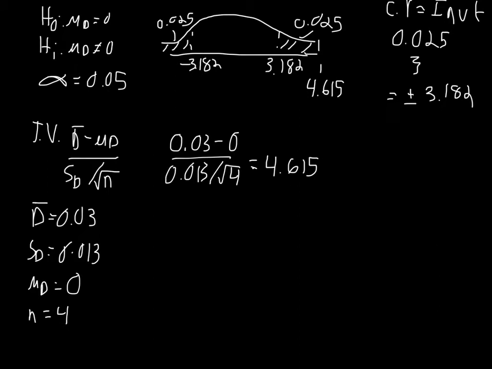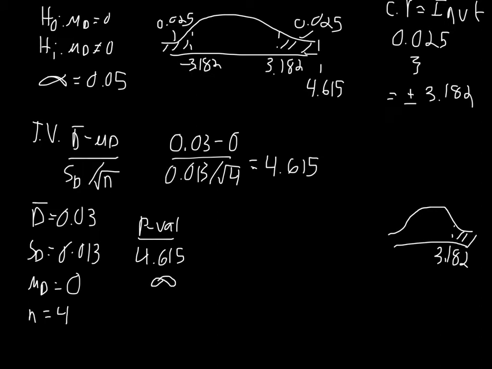Now we're going to create a p-value to prove our point. This is what the curve would look like. And then on your calculator, when you put it in, this is what it's going to look like. Just go to TCDF for the p-value. The lower value in this case is going to be 4.615, the upper value will be infinity, and the degrees of freedom will be 3.